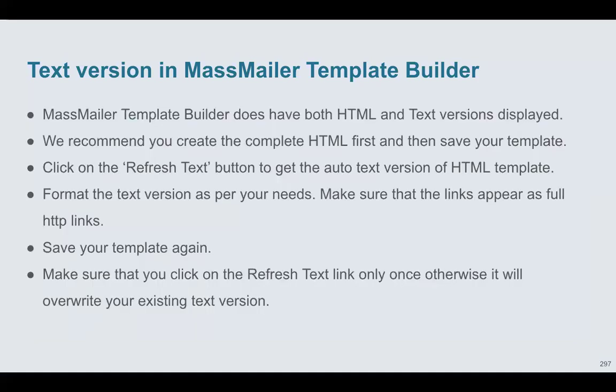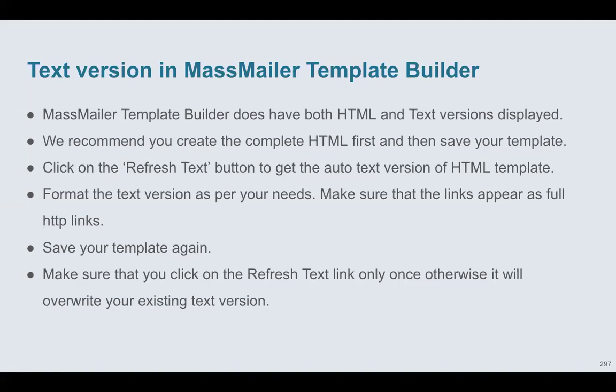As I said, if you're creating a template using MassMailer, right below the HTML you would see the text version, and there's a refresh text link to get the auto text for your HTML. You have to be very careful that you don't type something in the text version and then click the refresh text, because you would want to finish off your HTML template first before you create the text. So finalize everything. If there are small edits that you want to do, that's okay.